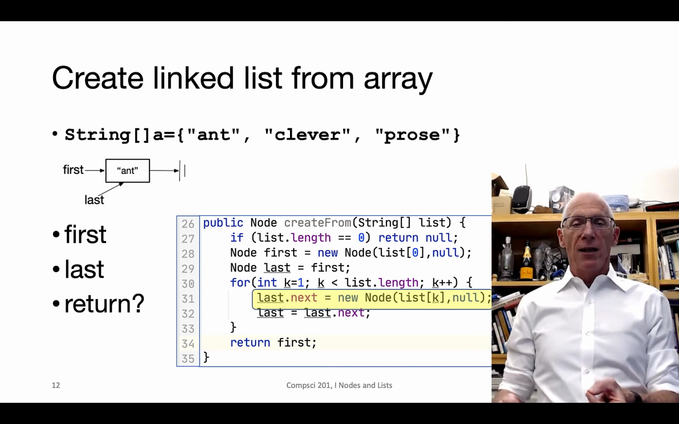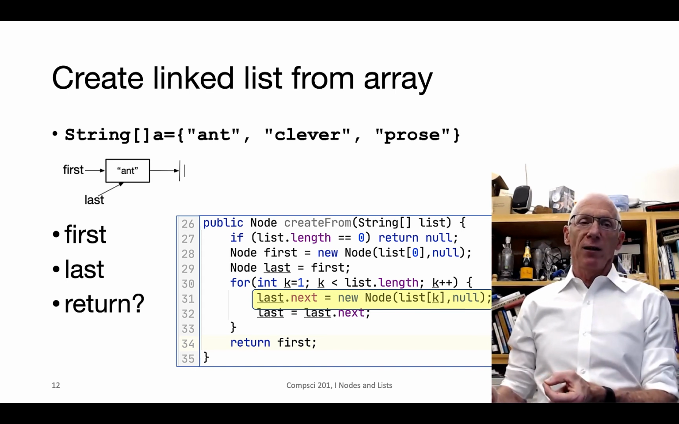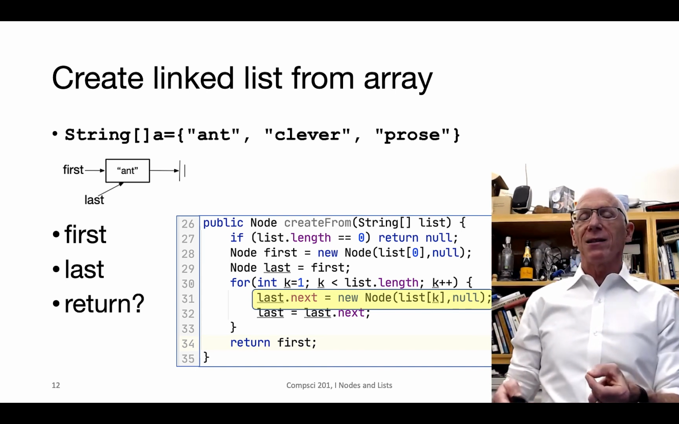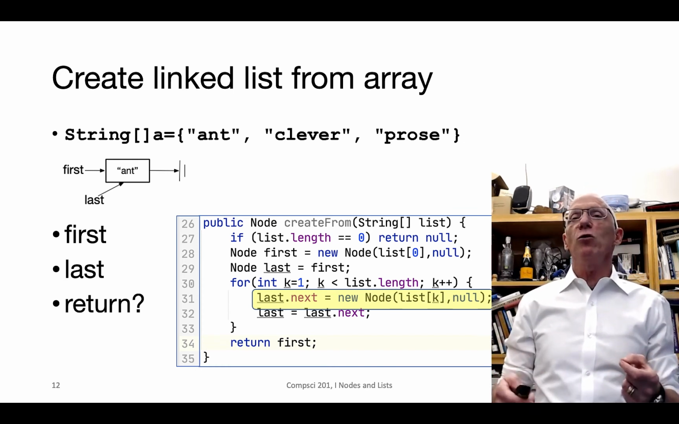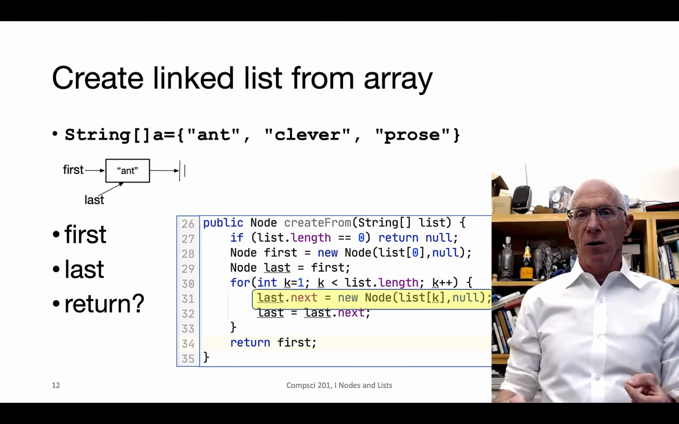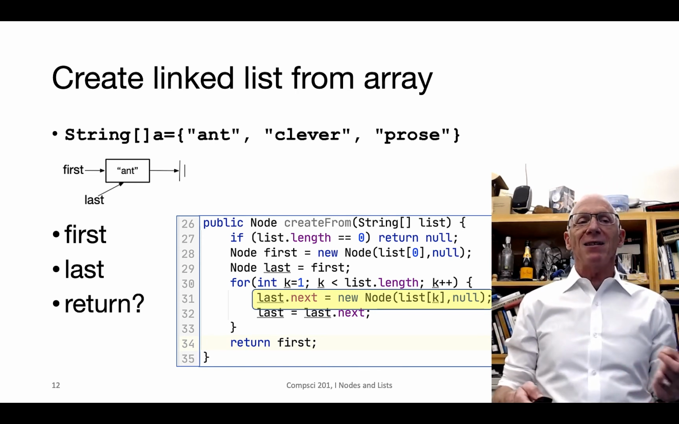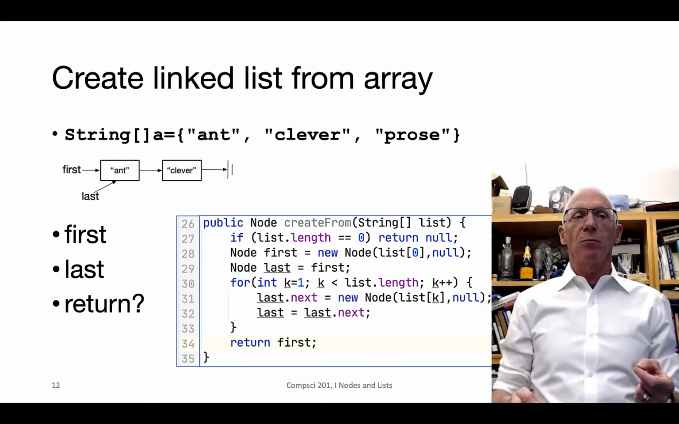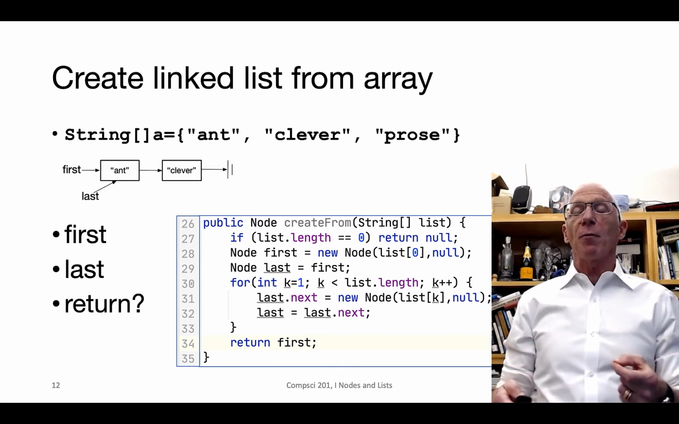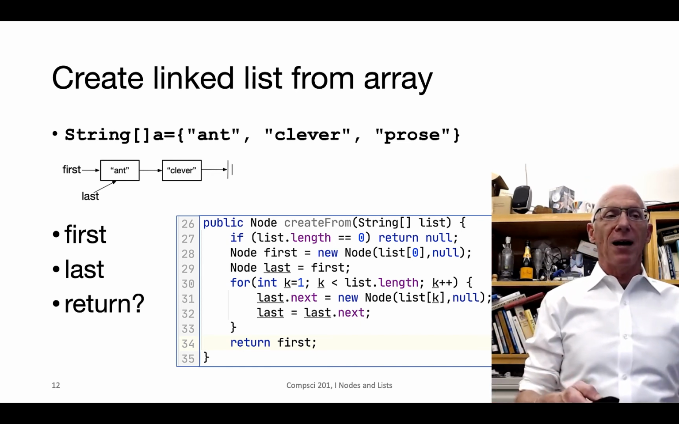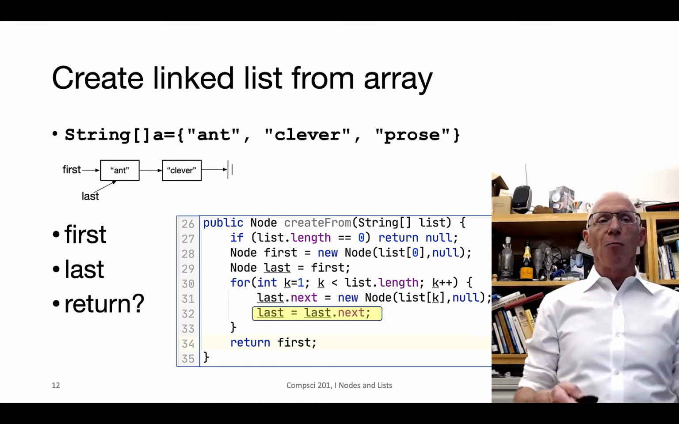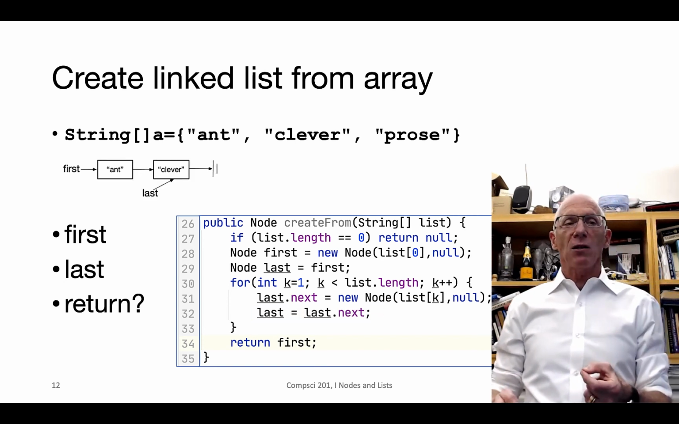Once again, in an assignment statement, I evaluate the right-hand side. New node list sub k null. That creates a new node. K is 1, so I create a new node storing clever. What points at it? Last.next. So my picture becomes ant followed by clever, because last.next is the next field of the thing referenced by last. And then I'll move last, so now it becomes clever.